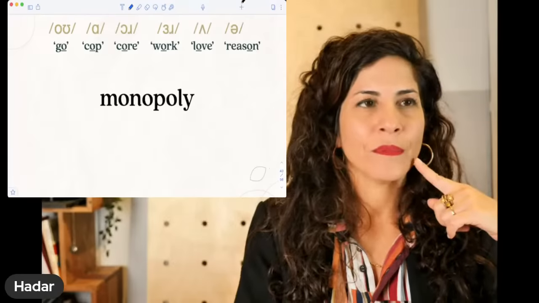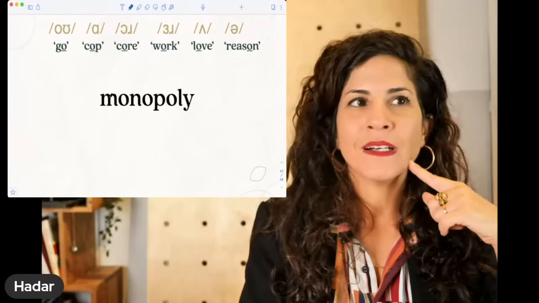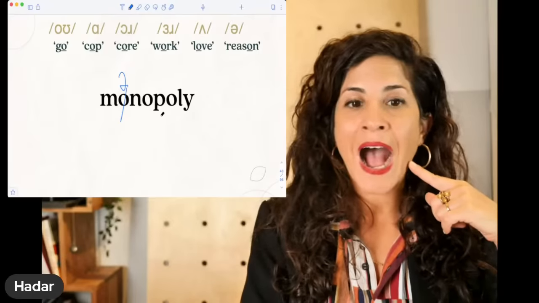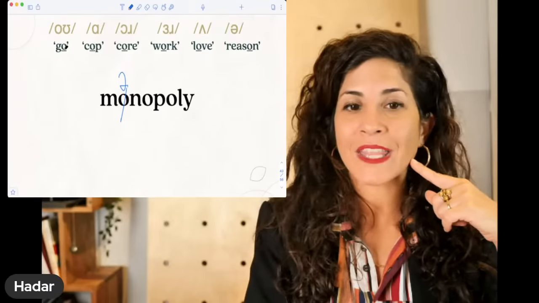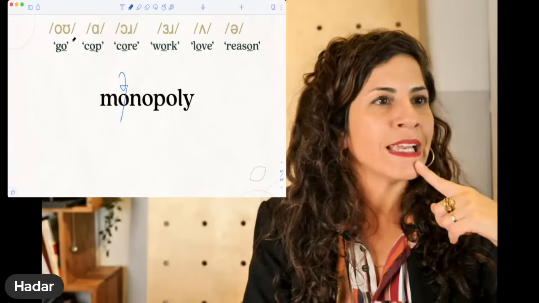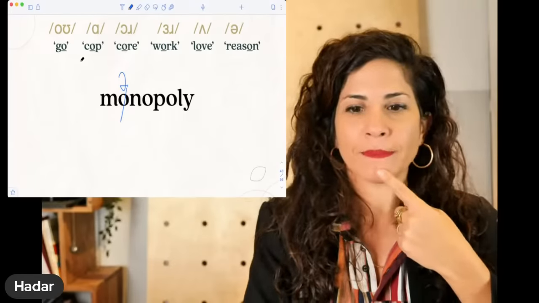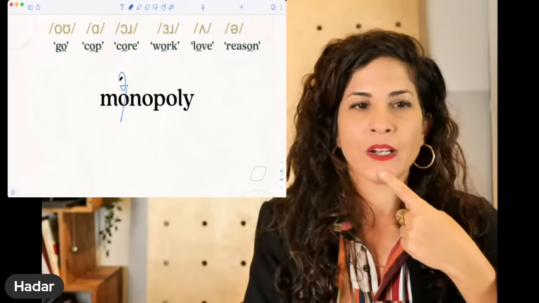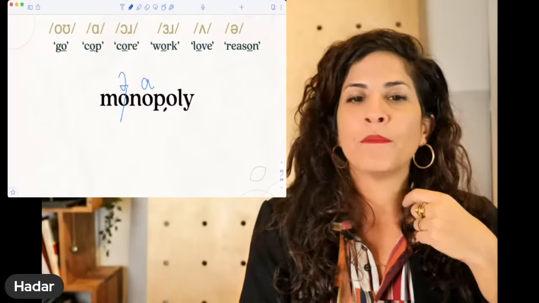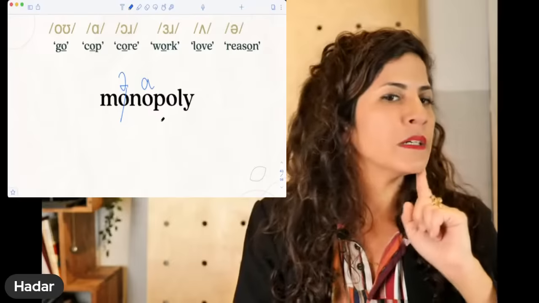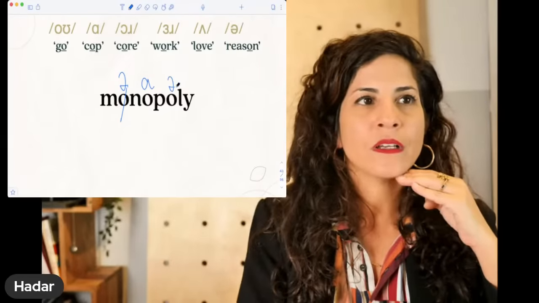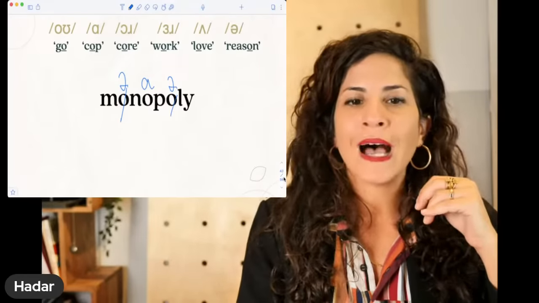What is it? M. Which one is it? M. Na. Which one is it? Obviously, it's not the O. You don't see my lips rounding. It's not monopoly, right? You see my jaw dropping. Mana. Nicole, very good. It's the cop sound. Mana. P. You see my jaw is not dropping. So it's a schwa sound. A reduced vowel. Monopoly.